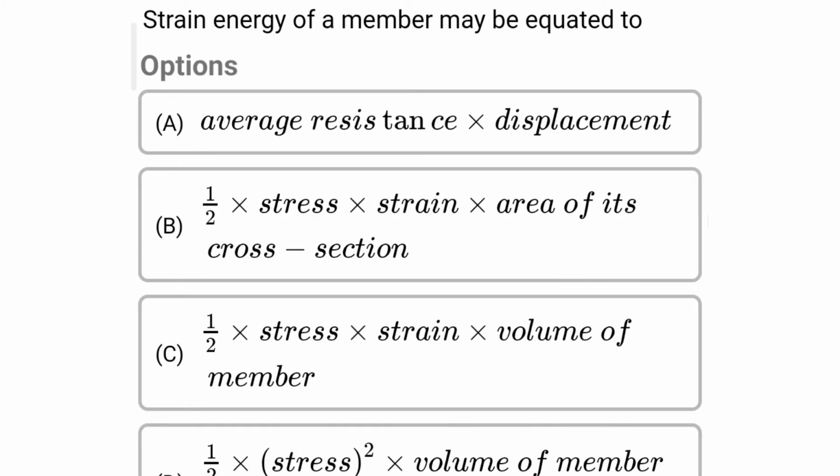So next question, the strain energy of a member may be equated to option A average resistance into displacement, option B half into stress into strain into area of cross section, option C half into stress into strain into volume of member, option D half into stress square into volume of member divided by Young's modulus E. So the correct answer is option D half into stress square into volume of member divided by Young's modulus E.